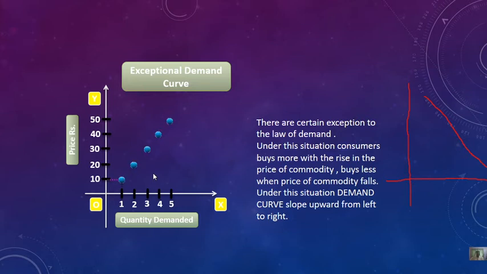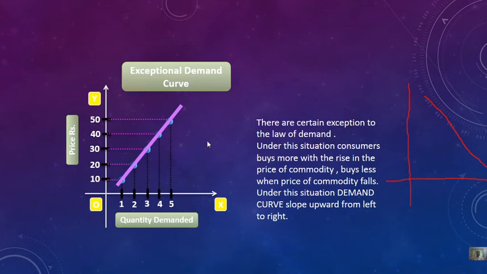When the price is 10, quantity demanded is 1 kg. When the price is 20, quantity demanded is 2 kg. When the price is 30, quantity demanded is 3 kg. When the price is 40, quantity demanded is 4 kg. And when the price is 50, quantity demanded is 5 kg. So this is an upward sloping demand curve from left to right.